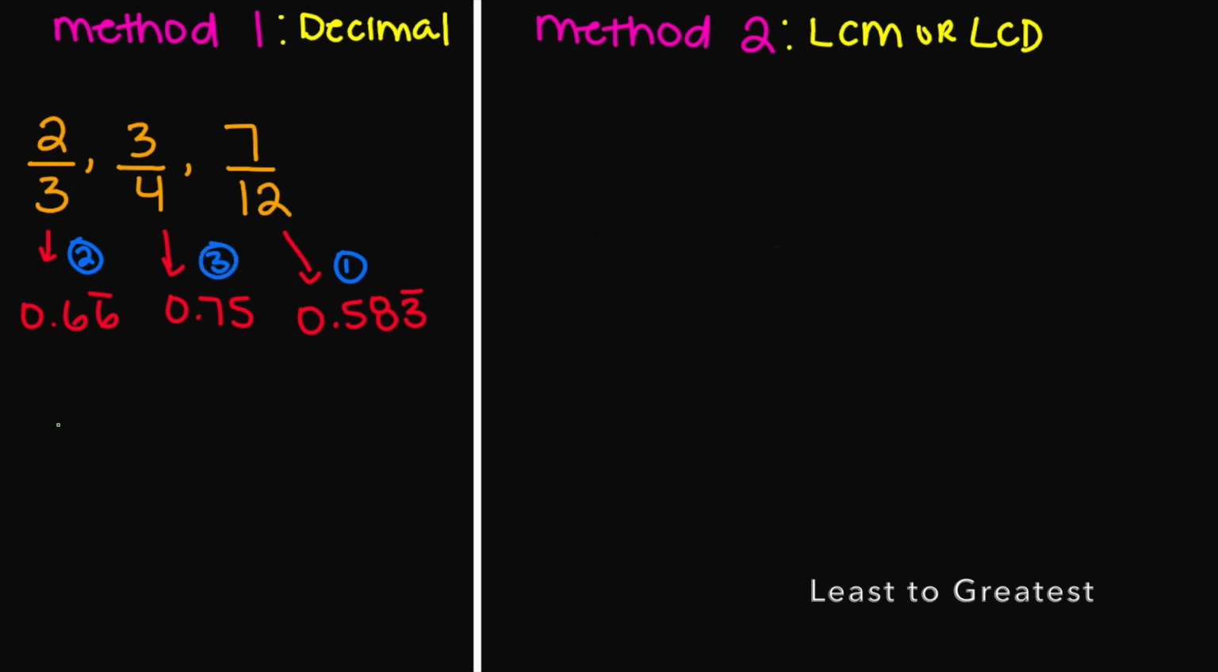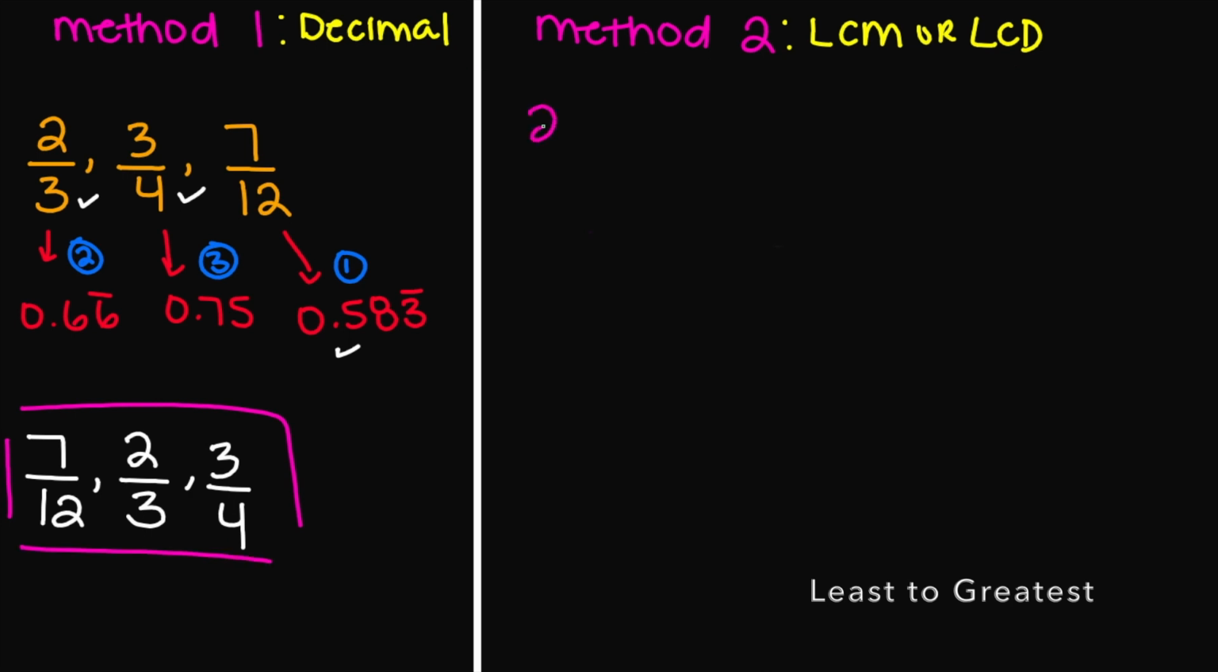Now let's list the fraction form. So this decimal here is going to be my 7 over 12 first. Next, we have our 0.6 repeating. That's my 2 over 3. Next, we have my 0.75, and that's my 3 over 4, right? And this is your final answer here.